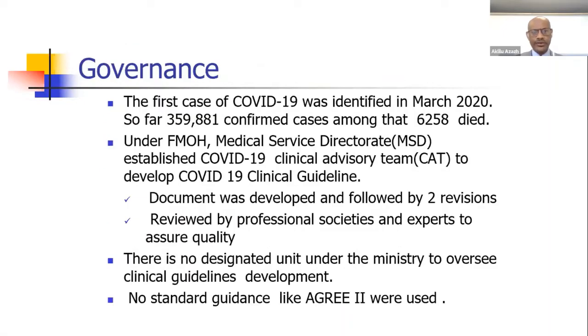On governance, the context of COVID-19: the first case in Ethiopia was identified in March 2020, and so far over 350,000 people are confirmed, and over 6,000 people died. Actually, this is much less than the exact figure because these are figures confirmed in the hospital.